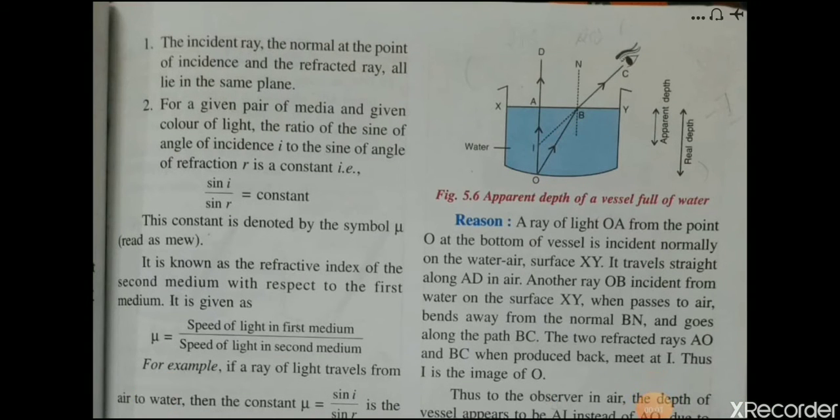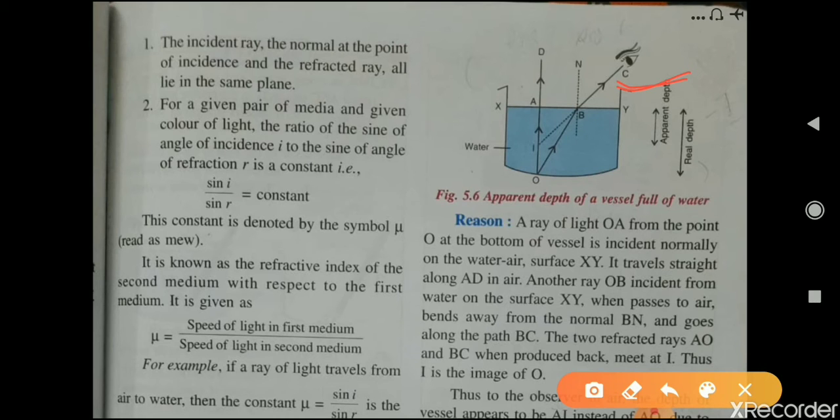The reason is that a ray of light OA from the point O at the bottom of this vessel is incident normally at point A on the surface XY. This is known as the water-air surface. Now another ray OB is incident on the water surface XY. When it passes into the air, it bends slightly away from the normal. It does not move straight, but bends away from the normal and goes along the path BC, as you can see here.